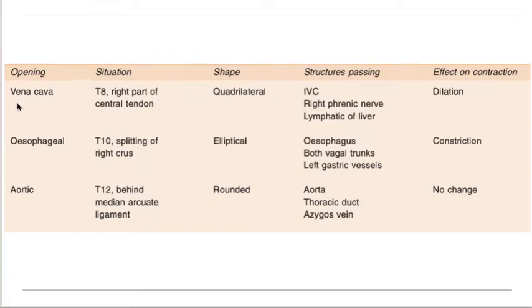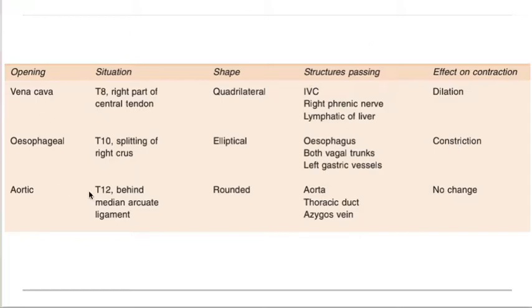The esophageal opening is present at T10 in the splitting of the right crus. The shape is elliptical. The esophagus, both the vagal trunks, and the left gastric vessels pass through it, and the effect of contraction is the constriction of the esophagus.